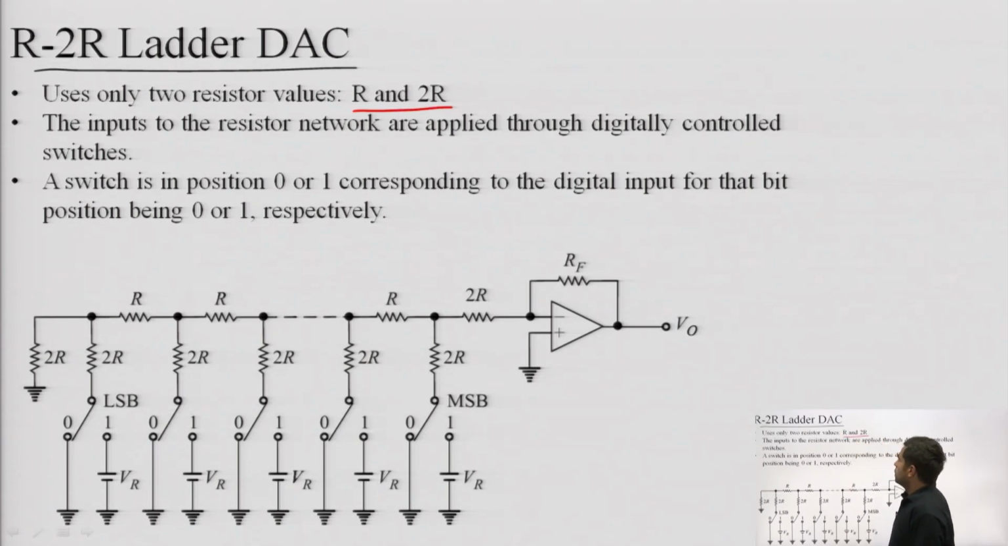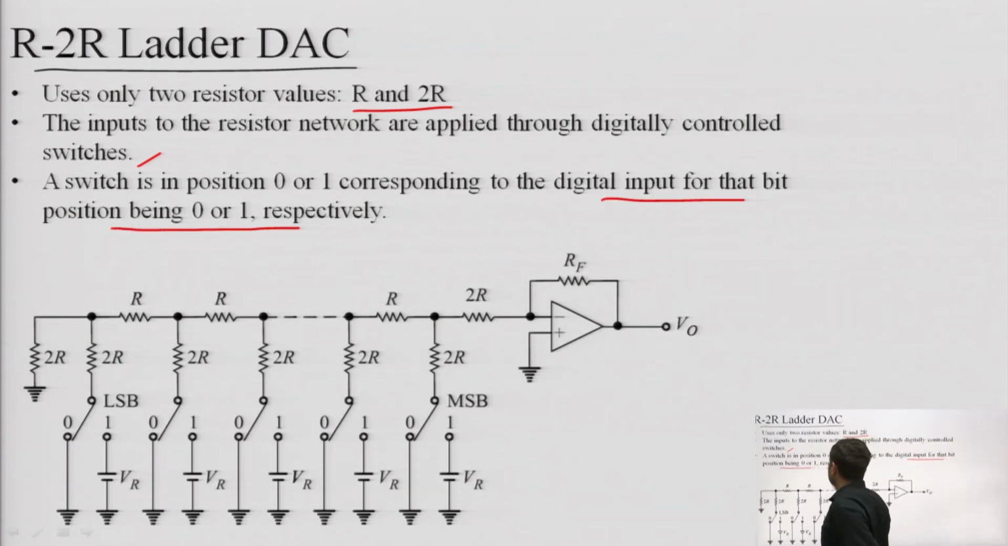Okay. The input to the resistor network are applied to the digitally controlled switches. Digitally controlled switches means these are again transistor based switches. A switch is in position 0 or 1 corresponding to the digital input for that bit position being 0 or 1. So switch will be 0 position, in 0 position it will be connected to 0 input, in 1 position it will be connected to 1 input, or we can say for 0 it will be connected to low input, for 1 position it will be connected to high input. So this is the basic structure.